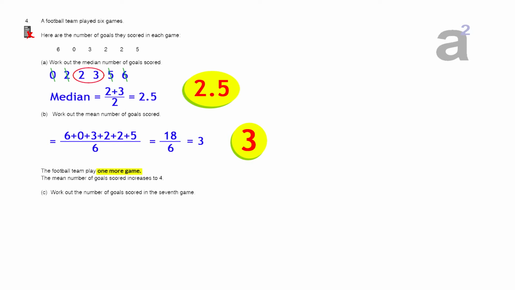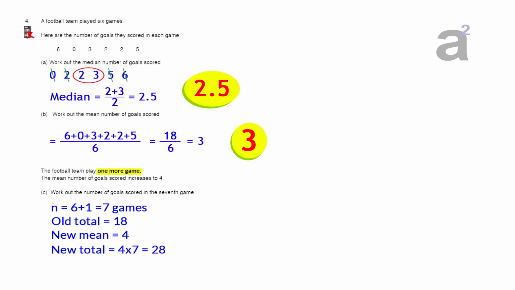So in the new average, in the new mean, there will be 7 games. So n was 6 before. Now 6 plus 1 more game, that is 7 games. So if the mean is 4, 4 into 7, 28 is the total of all the 7 scores. Total for the 6 scores we got before 18. Total for the 7 scores we got 28.